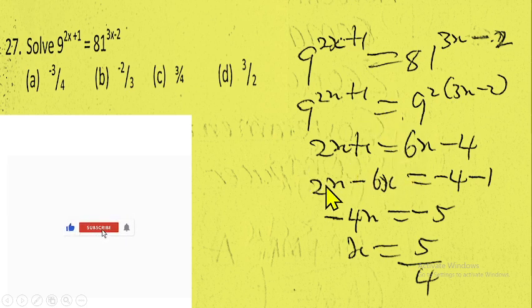From there, we can take the like terms. That will be 2x minus 6x equals minus 4 minus 1. So 2x minus 6x is minus 4x, equals minus 5. Divide both sides by minus 4. That gives us x to be 5 over 4. So 5 over 4. And if you look at the options provided as well, there is no option that is correct in this case as well.